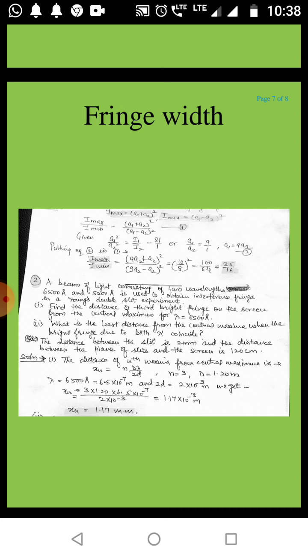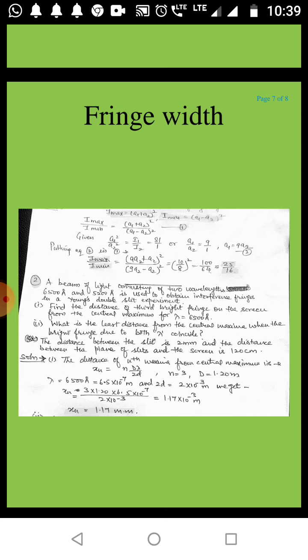Xn becomes 3 into 1.20 into 6.5 into 10 to the power minus 7 divided by 2 into 10 to the power minus 3. After solving all the terms, we will get 1.17 into 10 to the power minus 3 meters. That means the distance between the central maxima and the third maxima is equal to 1.17 mm.